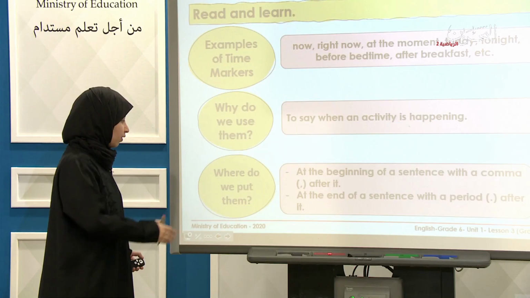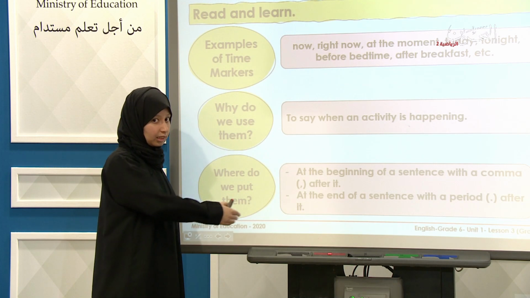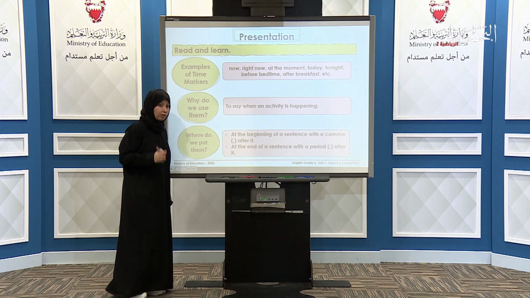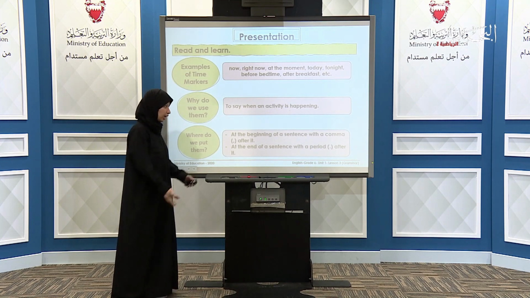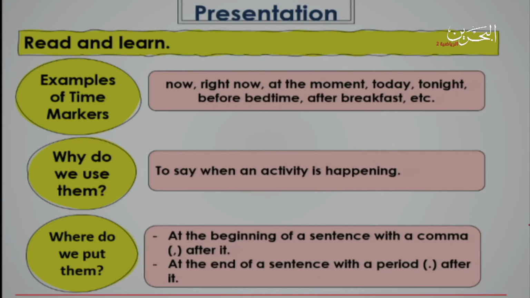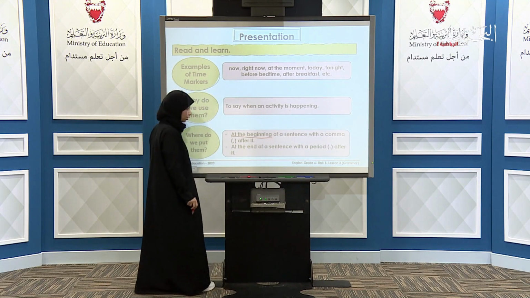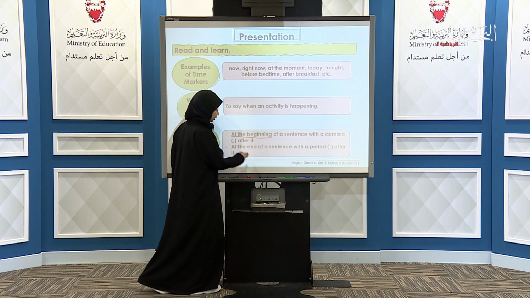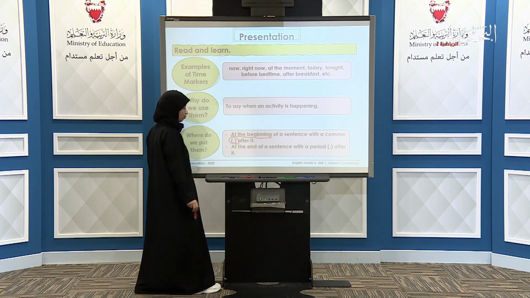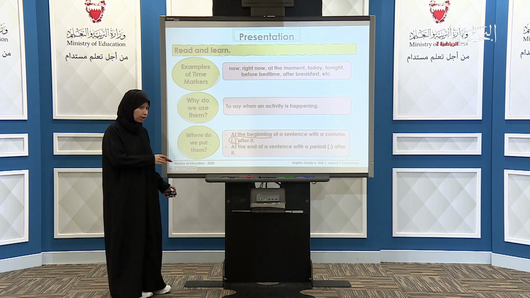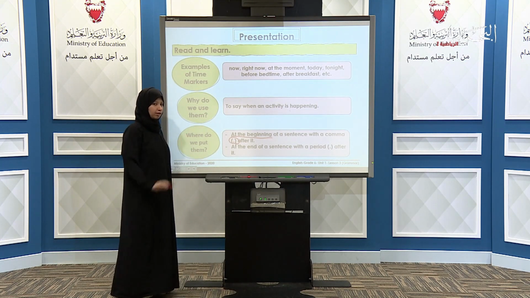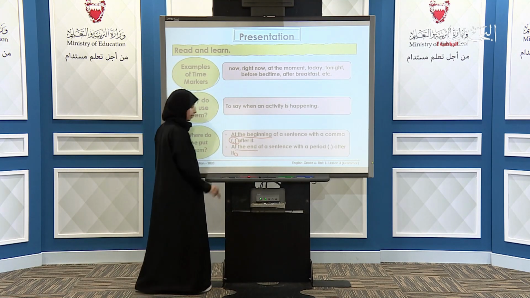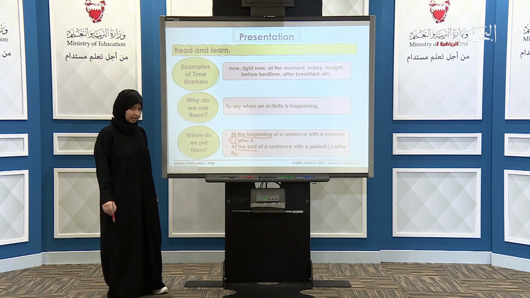Where do we put these time markers in the sentence when we are forming the sentences? We've got two options. Either we put the time marker at the beginning of the sentence, and if you put it at the beginning of the sentence, you need to put a comma after it. Or we put it at the end of the sentence. And we don't forget to put a full stop at the end of the sentence. It's easy, right?